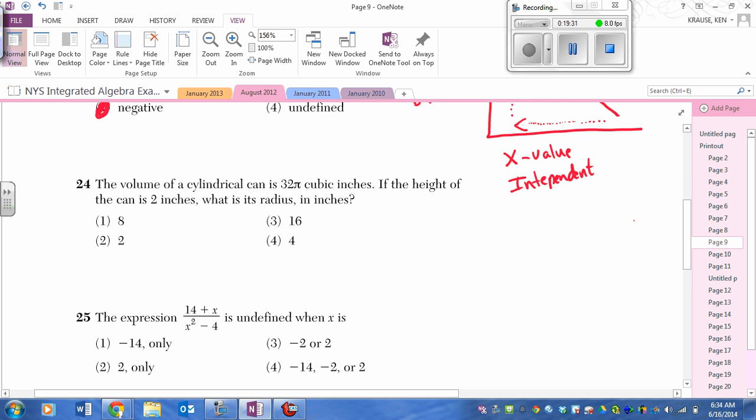The volume of a cylinder can is 32 pi. So this is another formula that's on your formula sheet. The volume of a cylinder can is, they always give you it, pi r squared times the height. Now they're telling you this is 32 pi equals, and they also tell you that the height is 2, so we'll replace that.